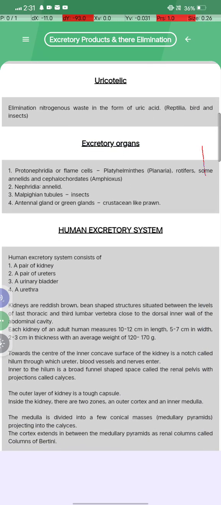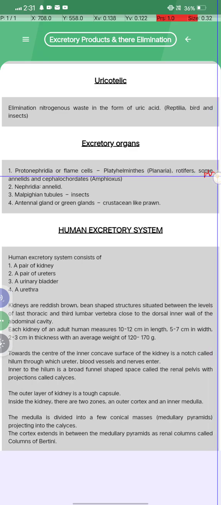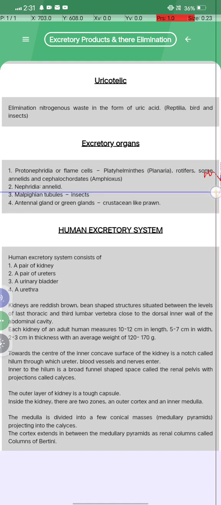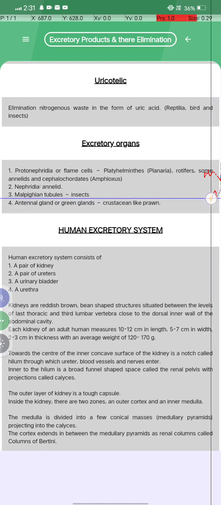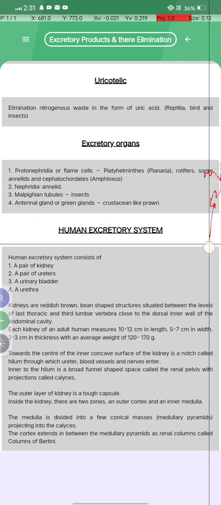In excretory organs, we find protonephridia or flame cells in platyhelminthes, planaria, rotifers, some annelids and cephalochordates like Amphioxus. Nephridia are found in annelids, Malpighian tubules in insects, and antennal glands or green glands in crustaceans like prawns.